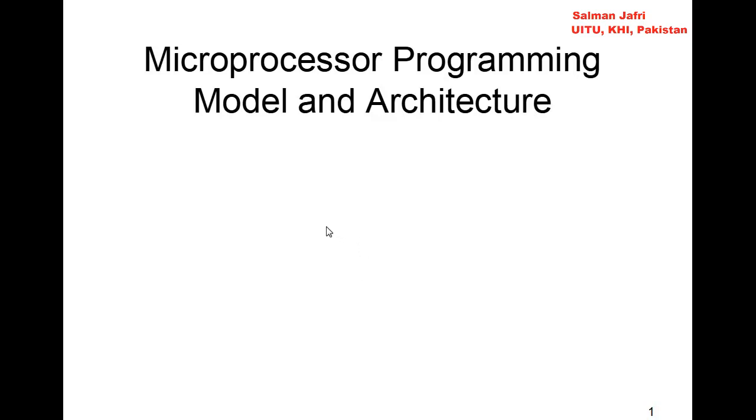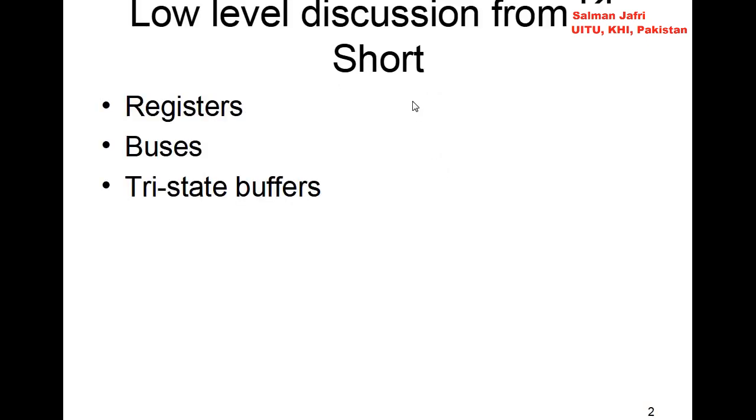In this lecture, we will be discussing the microprocessor programming model and architecture. Programming model and architecture are two very important things when we are thinking about the microprocessor and when we are doing assembly language programming. In order to understand the microprocessor and all the things that go on inside it, this low-level discussion is really nice and would help us clarify many points.